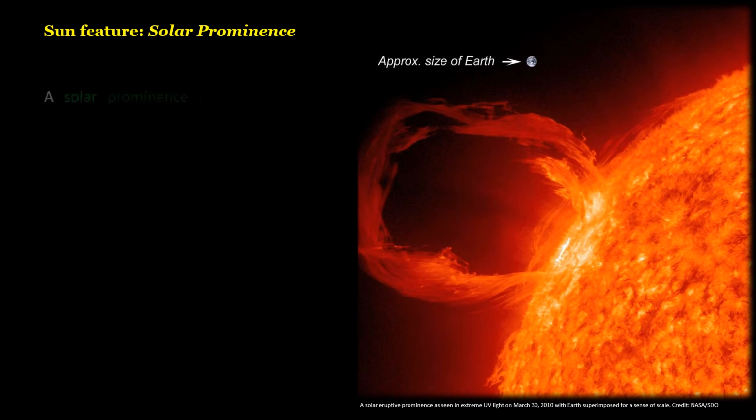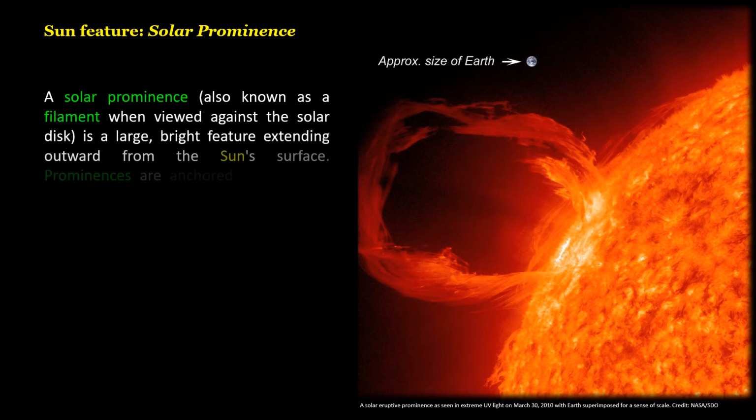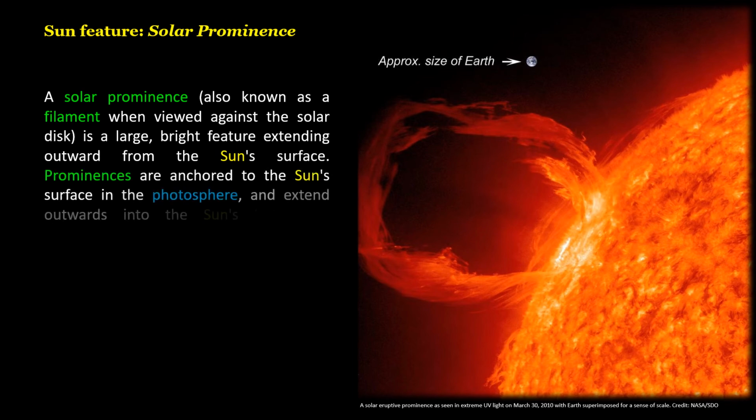Sun feature: solar prominence. A solar prominence, also known as a filament when viewed against the solar disk, is a large, bright feature extending outward from the sun's surface. Prominences are anchored to the sun's surface in the photosphere, and extend outwards into the sun's hot outer atmosphere, called the corona.